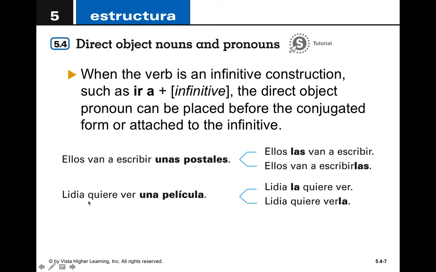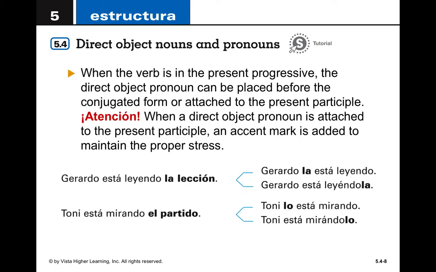Here's another example. Lidia quiere ver una película. Lidia la quiere ver, so the la goes before the conjugated verb, or Lidia quiere verla. So again, you attach it there. So you can use either of those. And you can switch it up however you like, but you should know that they exist, right?